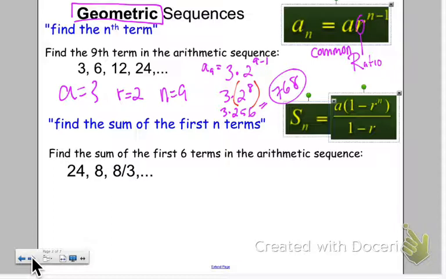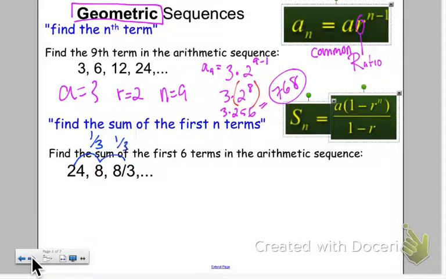Alright, so now let's say we want to add up the sum of the first n terms. If the numbers are all getting bigger, when you add them up, it's going to be an even huger number. Here, the numbers are getting smaller, so I'm multiplying by a fraction. It's not necessarily going to be a huge number, but it could be some really awful looking fraction. So how do we get from 24 to 8? What do we multiply by? Well, 24 divided by 3 is 8, so we multiply by 1/3. That's our common ratio. And then 8 times 1/3 is 8 over 3.